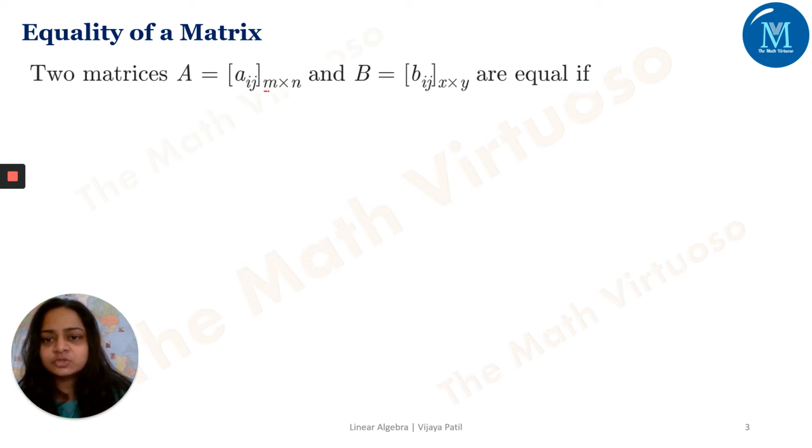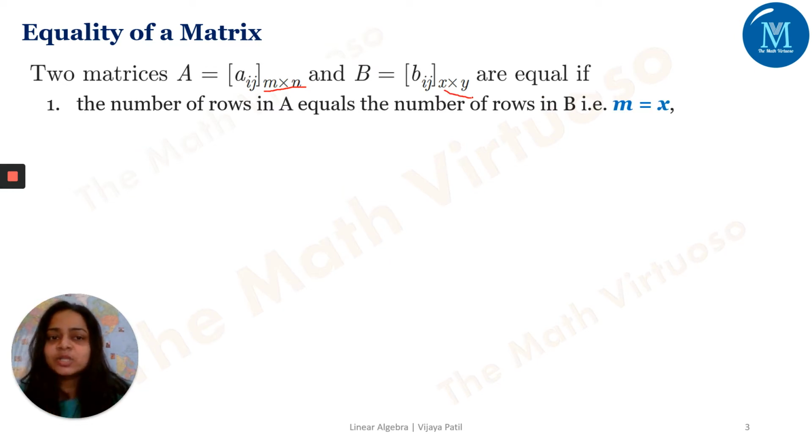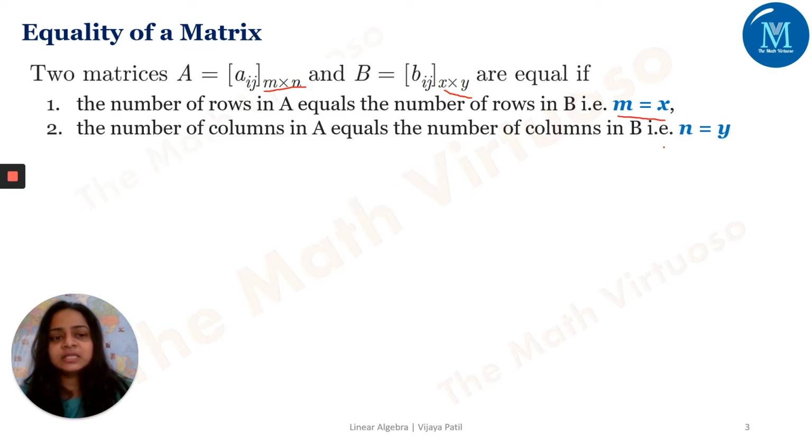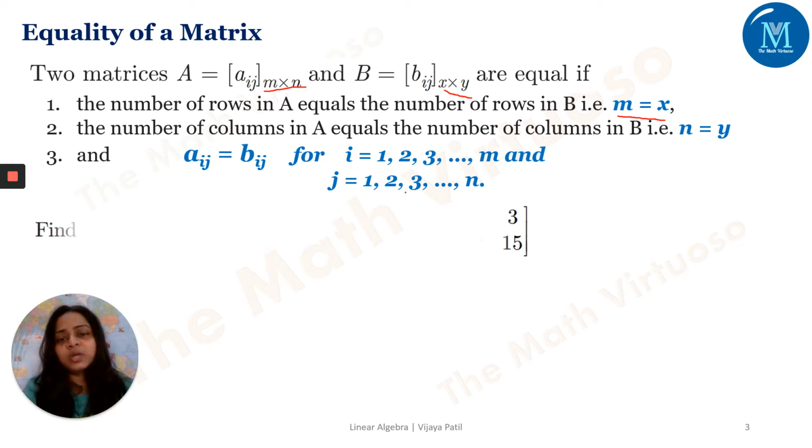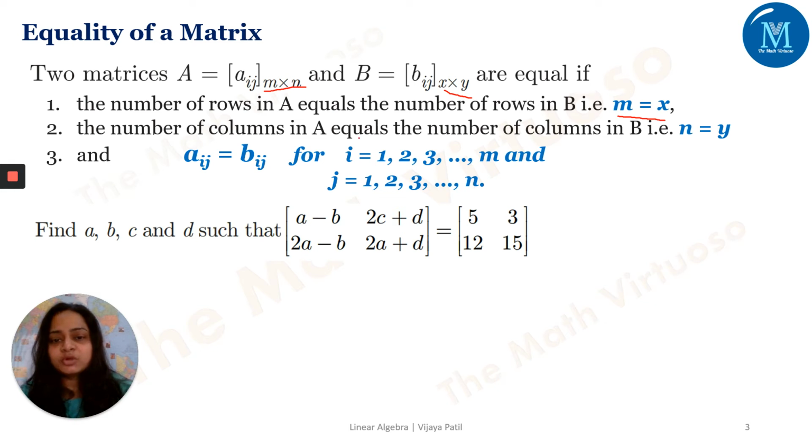If we have two matrices of order m cross n and x cross y, then they are equal if the number of rows of both matrices are equal, the number of columns of both matrices are equal, and the corresponding elements are equal, like Aij is equal to Bij for all i and j, where i moves from 1 to m and j moves from 1 to n because of this order of the matrix.